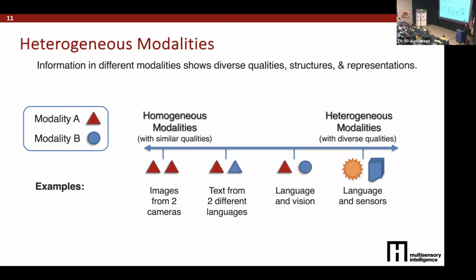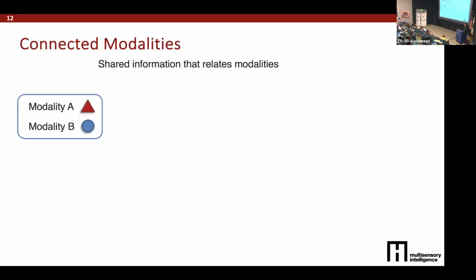Text from 2 different languages. Now you're starting to see more heterogeneity because sometimes different languages can have very different grammars and vocabularies and syntax, but for the most part, they can still be translated one from the other. Language and vision now becomes even more different because these are fundamentally different ways. One is a language and sequential modality, one is a visual and spatial modality. And finally, you can have something much more heterogeneous like language and sensory information. There might not even be a one-to-one mapping. There might not be a language that describes these sensors, and therefore they're much more heterogeneous. So that's the first key challenge, the fact that modalities are heterogeneous.